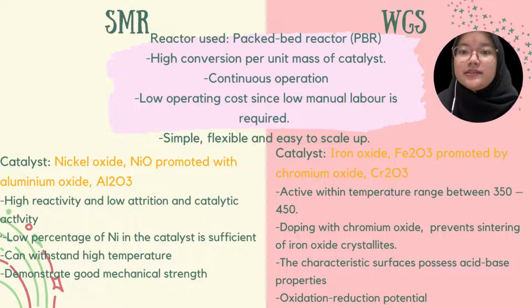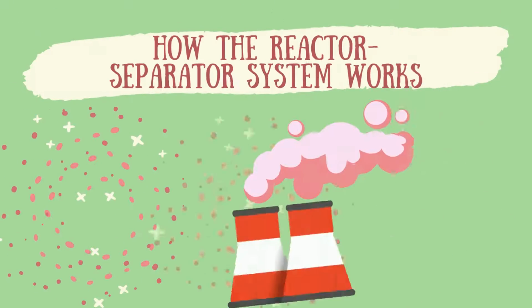Meanwhile for WGS, iron oxide is used as catalyst and is promoted by chromium oxide. Iron oxide is active at temperatures within the range of 350 to 550 degrees Celsius, and doping with chromium oxide will prevent sintering of iron oxide crystals. The characteristic surface of iron oxide possesses acid-base properties and oxidation-reduction potential.